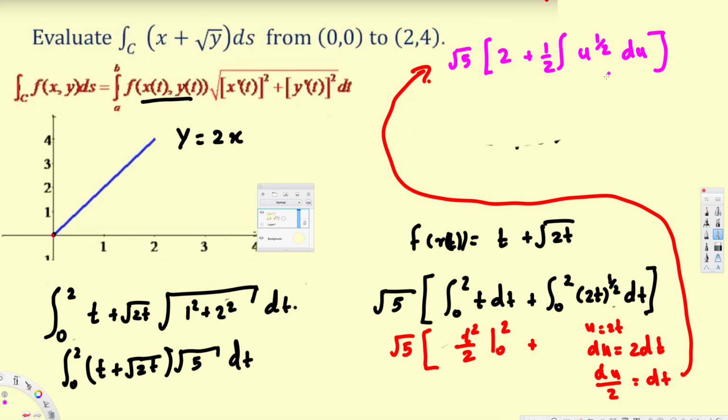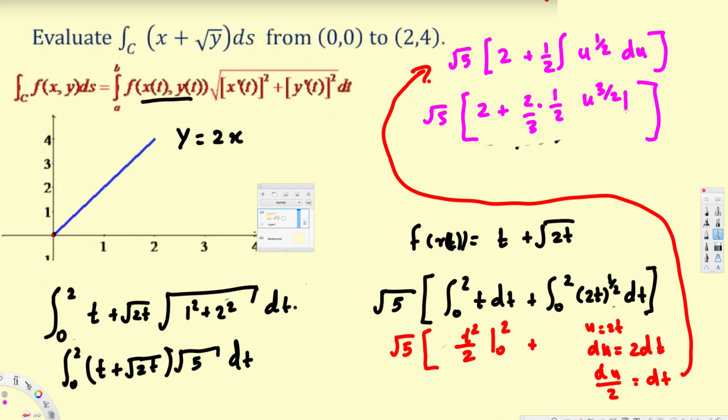Now let's do the integration. If you do the integration for this one, this is going to be half u power 3 by 2 divided by 3 by 2. Instead of dividing by 3 by 2, we can multiply by 2 by 3. Here we have 2 plus, and everything is going to be multiplied by square root of 5.